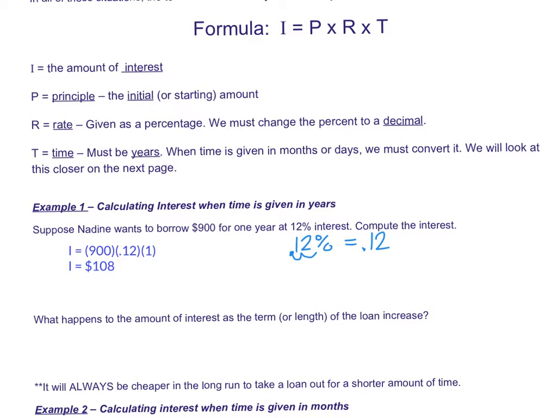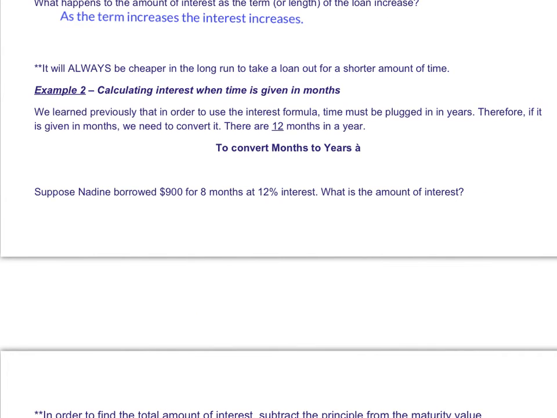The next question says, what happens to the amount of interest as the term or length of the loan increases? Well, as you can imagine, if more time goes in, this becomes higher, and we're going to end up paying more in interest. So I just wrote that as the term increases, the interest increases as well. It will always be cheaper in the long run to take a loan out for a shorter amount of time. The faster that you pay it off, the less interest you pay, so the better that is for the long run.